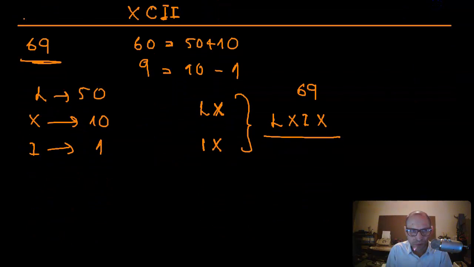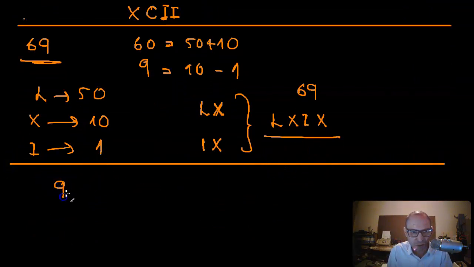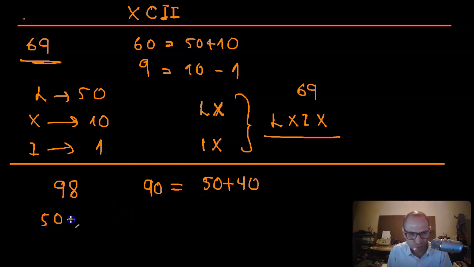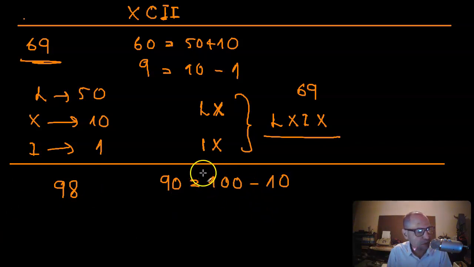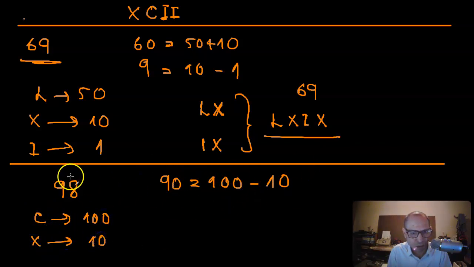Now the next number, another example, would be, for example, a 98. Now, 90, you could think of it as essentially a 50 plus a 40. A 50 is not a problem, which is an L, right? But then a 40 would be, a 10 would be an X, so that would be 4 of these X's, which is not possible. You cannot put 4 of those signs together, so you have to subtract. So I'm going to write the 90 as 100 minus 10. That's possible, which means I'm going to write 100, which is a C, and a 10 would be an X. So this part is taken care of.